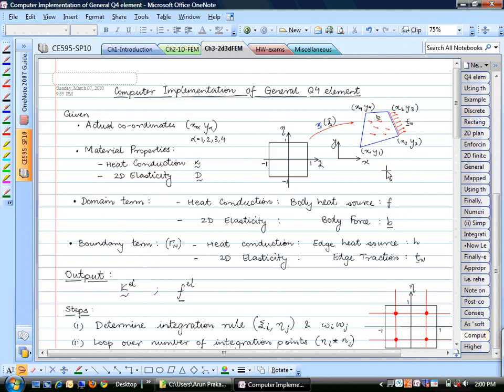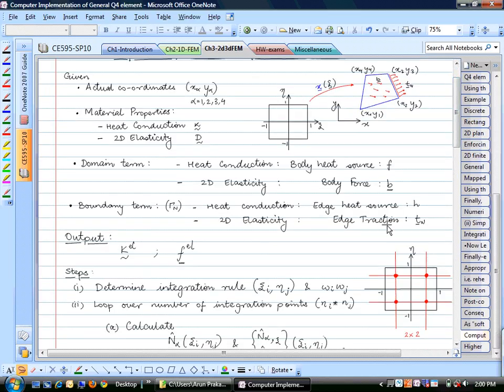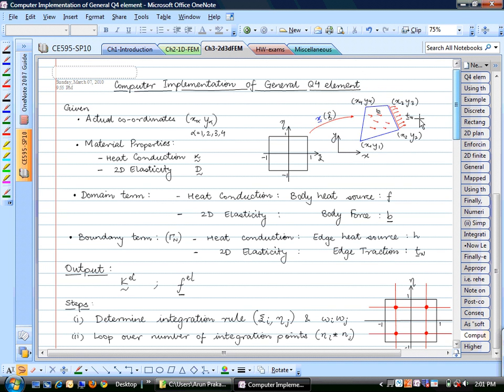And I also will give you the domain term, which in case of heat conduction is going to be body heat source. So everywhere in the element there could be a heat source. In 2D elasticity, it is a body force. And similarly, the boundary terms could be tractions or edge heat source in heat. So if I give you all this information, how do you calculate your element stiffness matrix, and how do you calculate your element force vector? That is something that you would have to code up for a general Q4 element.